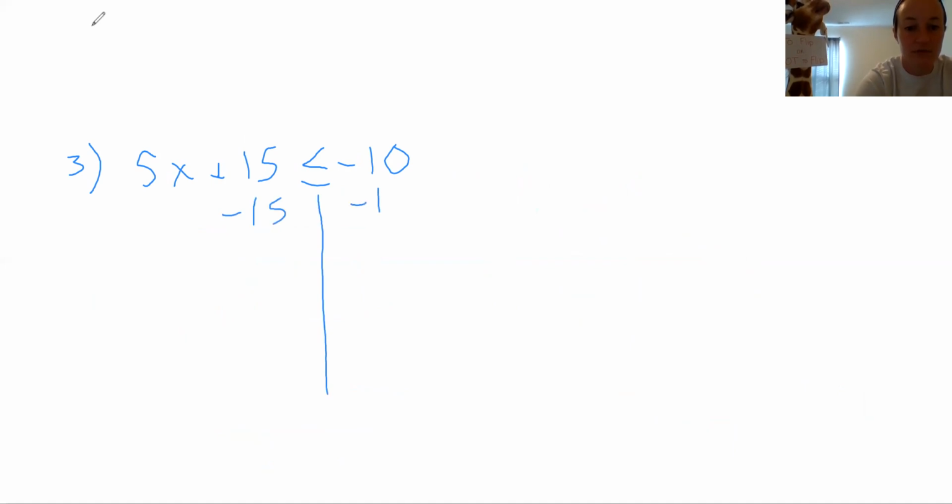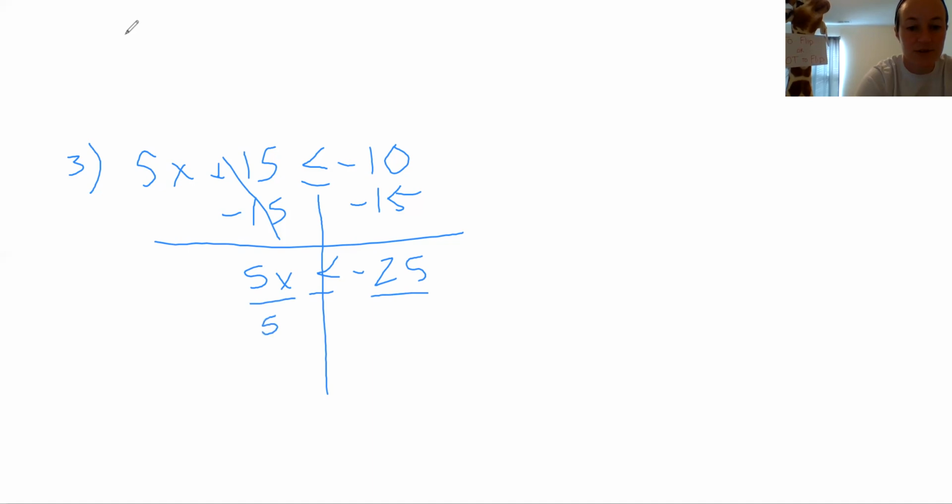Example 3. 5x plus 15 less than or equal to -10. Write that down for me. Let's solve for x like we would an equation. These cancel out. Get x by itself. 5 and x are being multiplied, so let's divide. I end up with x and -5.